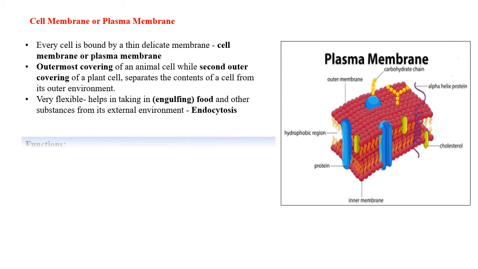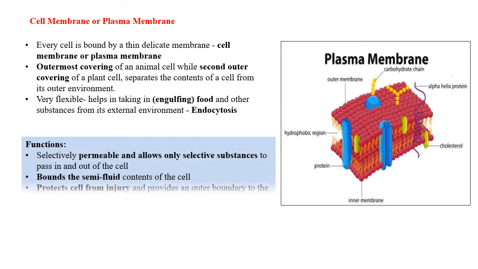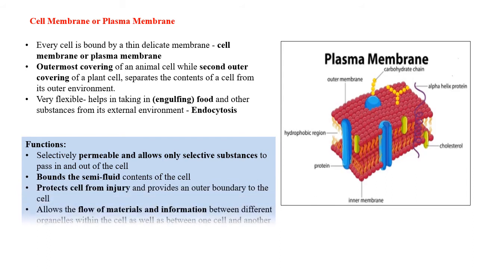Functions. Plasma membrane is selectively permeable, therefore it allows only selective substances to pass in and out of the cell. It bounds the semi-fluid contents of the cell. It protects the cell from injury and provides an outer boundary to the cell. It allows the flow of materials and information between different organelles within the cell as well as between one cell and another.